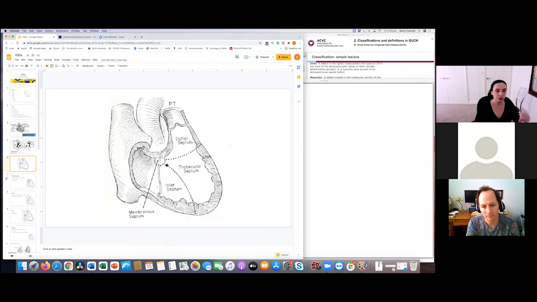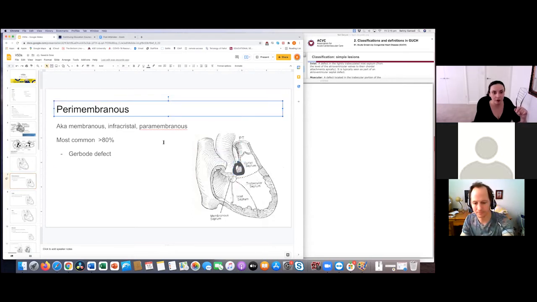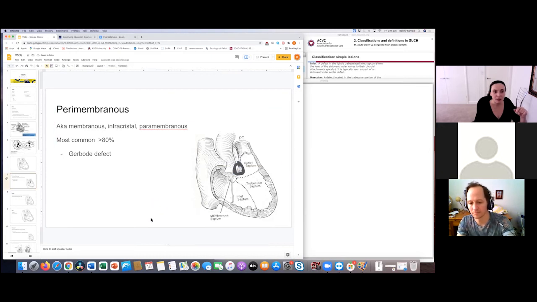So that's important because that's how the VSDs are named. So we have perimembranous. It's also called membranous or infracrystal. Sorry, let me move that there. Or paramembranous. It's the most common, 80 to 90%. So if you're going to hedge your bets, pick this one. If you're not sure what it is, it's this one.